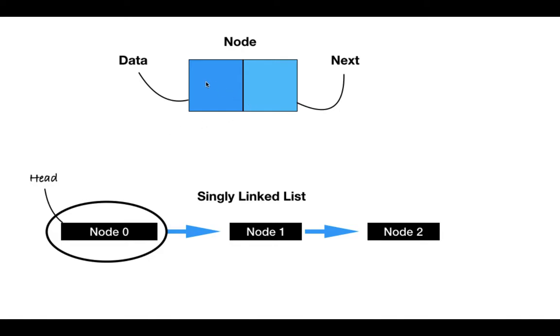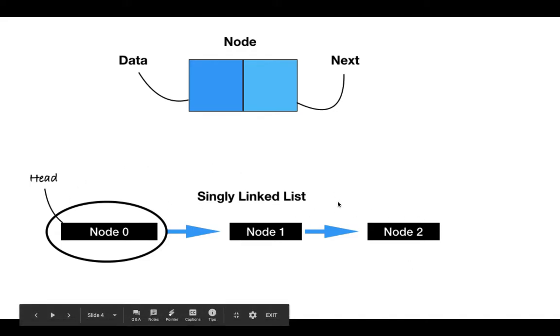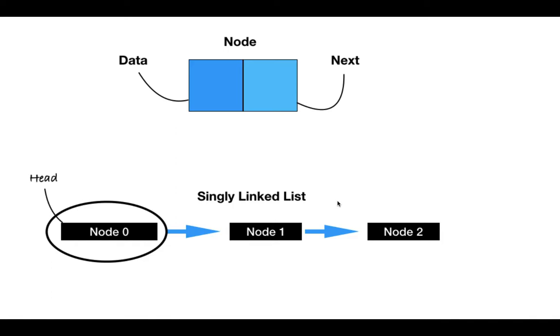The node has two parts. One part is called data and the other part is next. Data means whichever kind of element, maybe an integer or a string, you want to add to the linked list. The data part stores that, and the other part, called next, stores the next node. Sorry, I forgot to mention there are two kinds of linked list: singly linked list and doubly linked list.